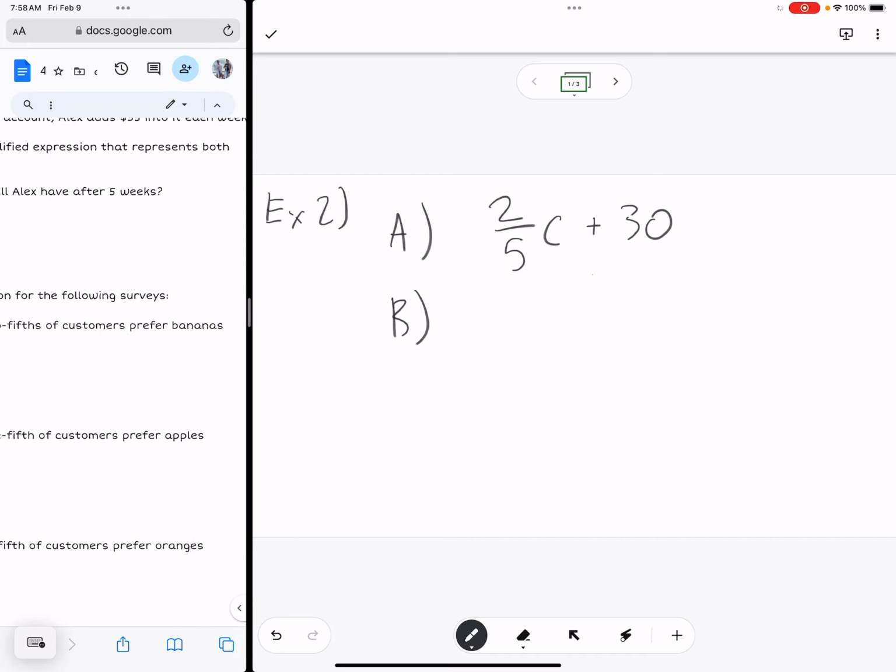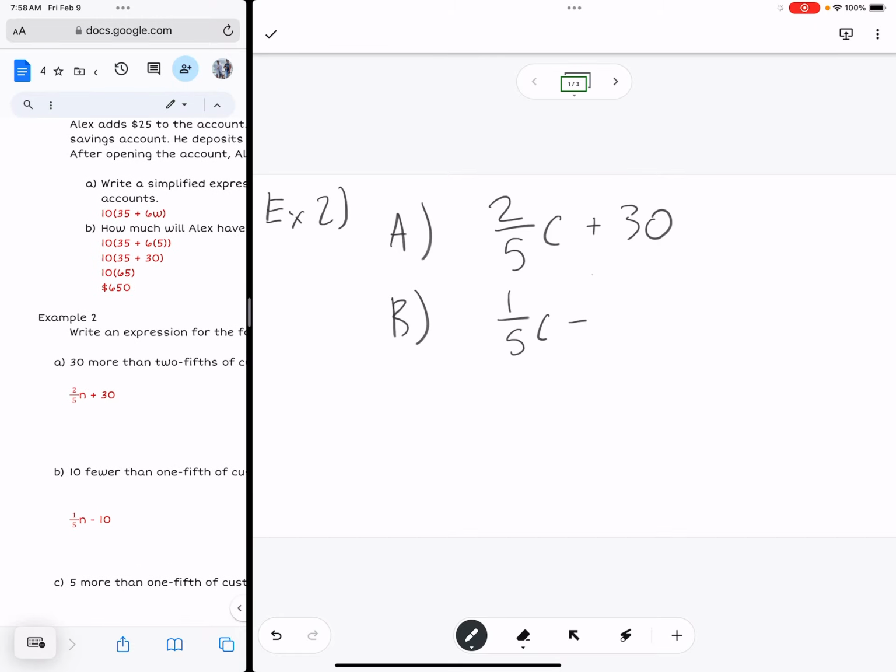Let's go with Avedis. We no longer have 2/5 of customers. We have 1/5 of customers. So 1/5 C. And are we adding or subtracting 10? Why are we subtracting? Because it's fewer.